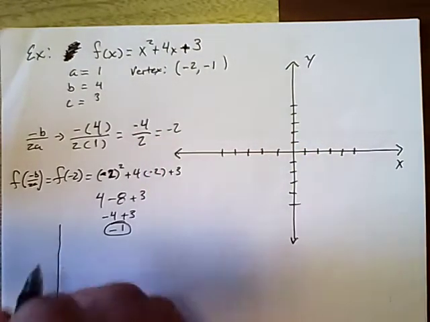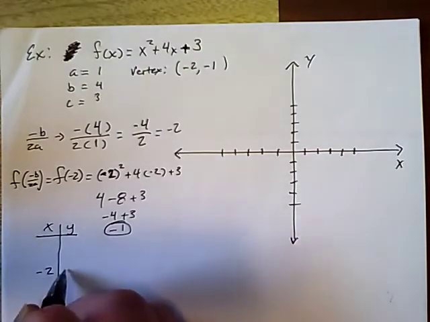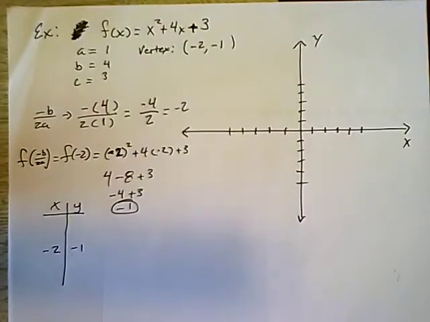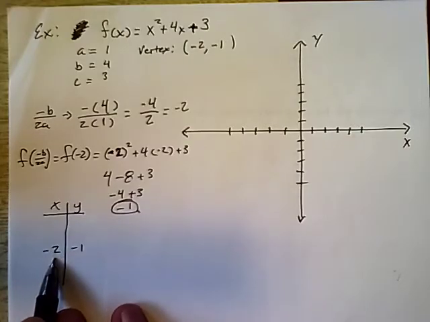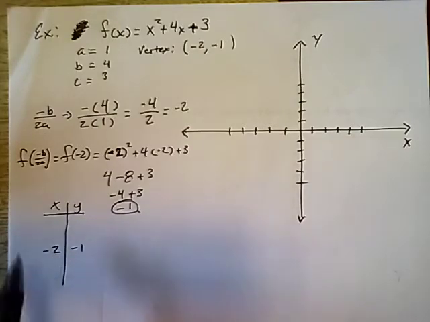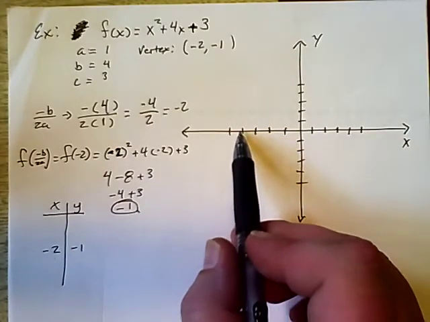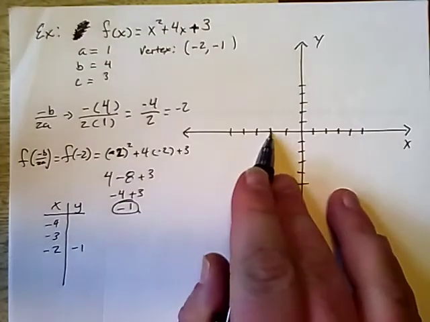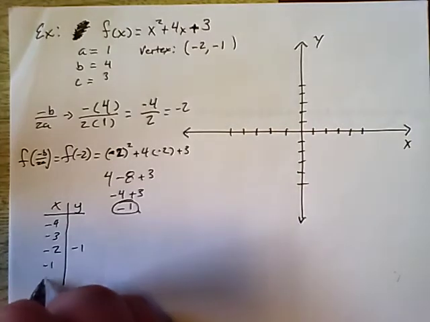So when I go to set up my table of values, x comma y, in the middle, I put my x and y values of negative 2, negative 1. Now, I need to go find the two numbers to the left of negative 2 and the two numbers to the right of negative 2. So here's negative 2. The two numbers to the left are negative 3 and negative 4. So negative 3, negative 4. The two numbers to the right are negative 1 and 0. So negative 1 and 0.